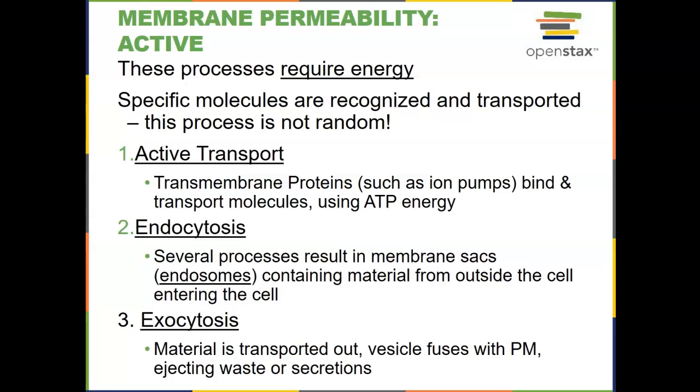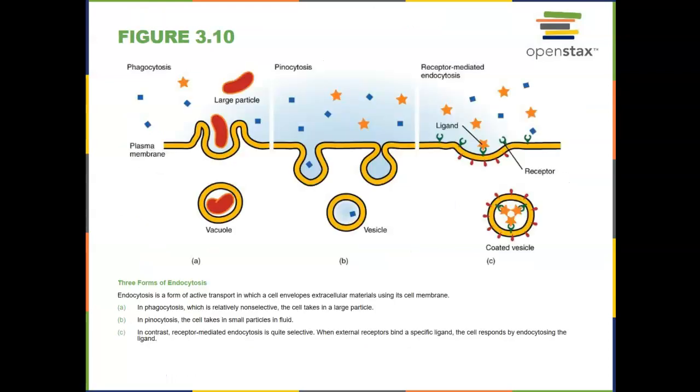Now for active transport, again, this requires energy. Active transport includes transmembrane proteins, ion pumps, and so forth that use ATP. Endo and exocytosis are also active, all right? So we're going to go over this just really quickly.